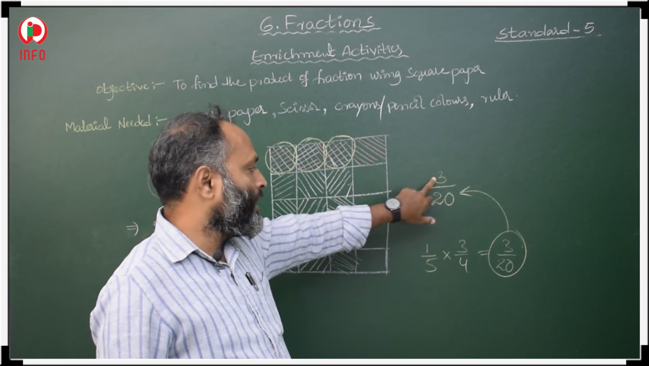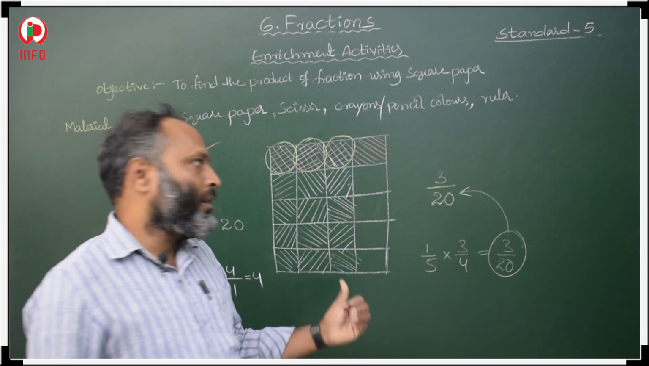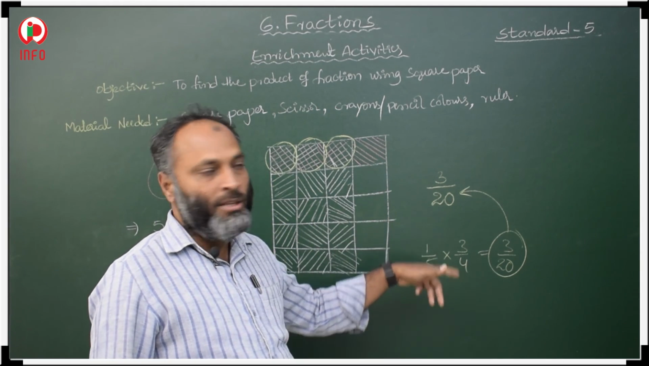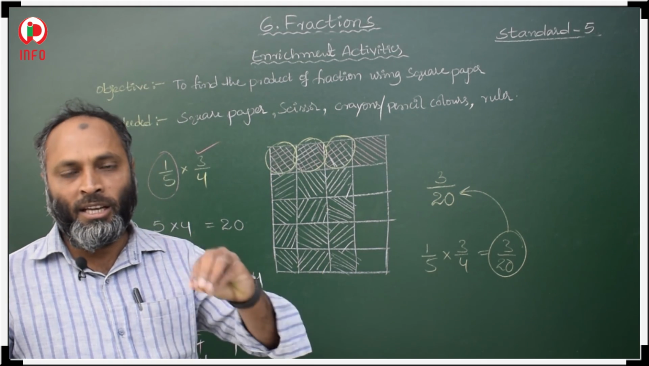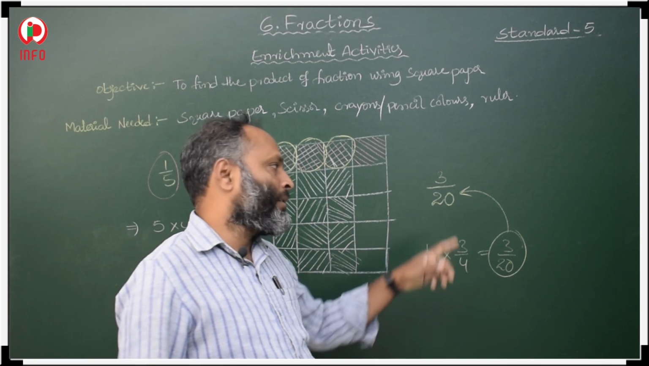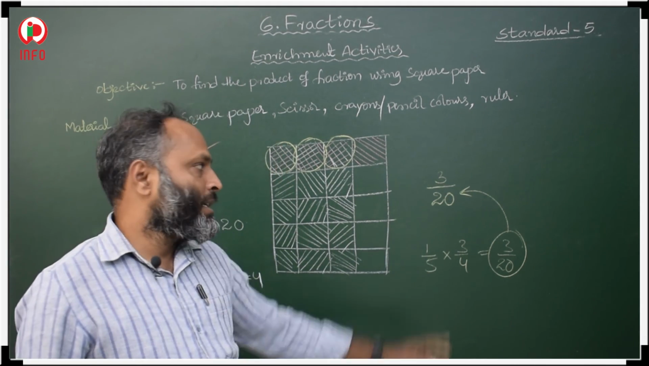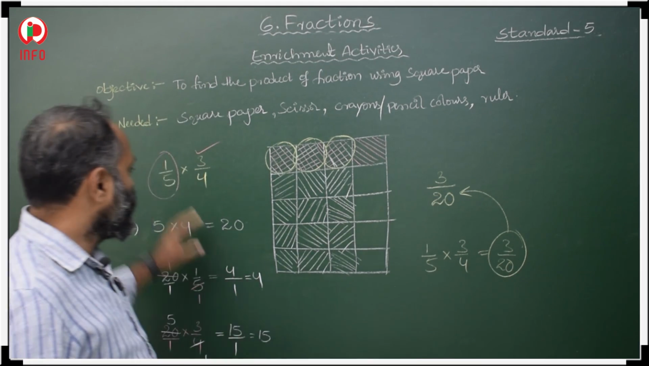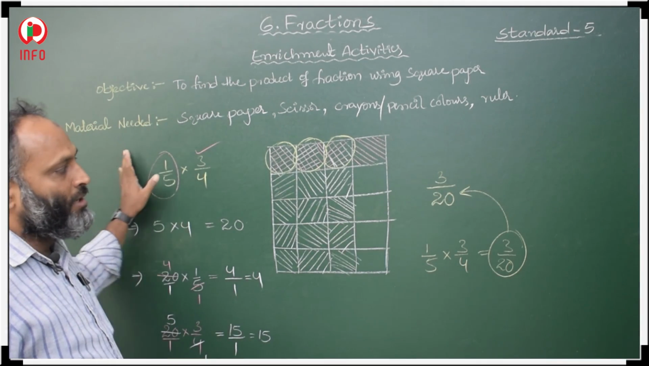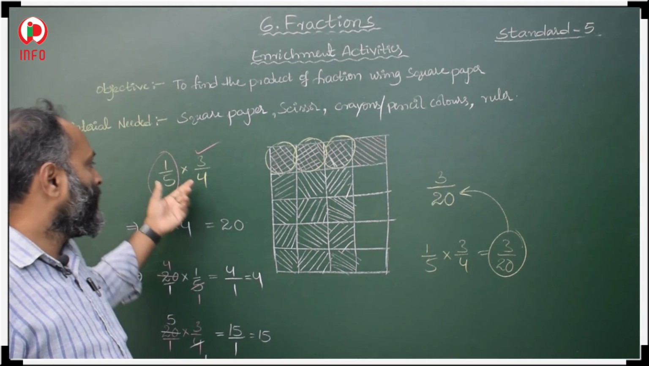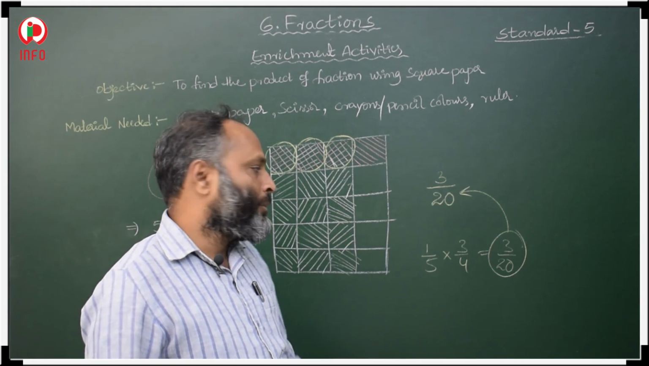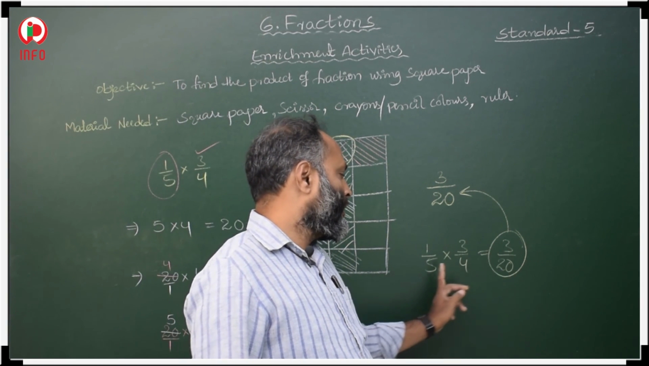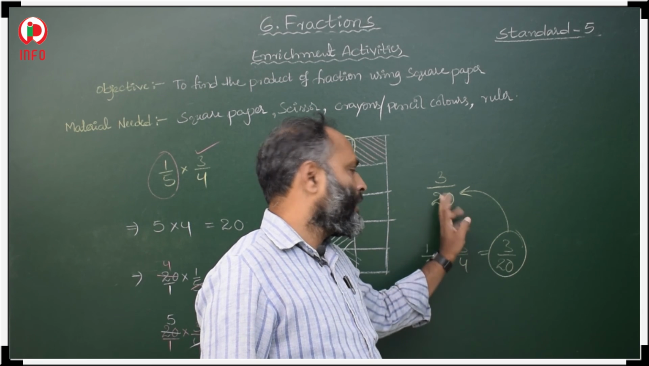So these 3 square grids belong to the row as well as the column. So 3 out of 20, these 3 such grids belong to the row as well as the columns. So our answer is 3 by 20. Now we check whether our answer is correct by doing this activity. Once we take the fractions 1 by 5 and 3 by 4 and find the product, 1 threes are 3, 5 fours are 20, 3 by 20 only.